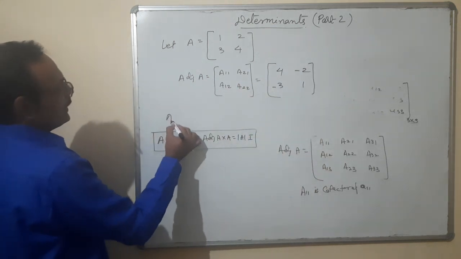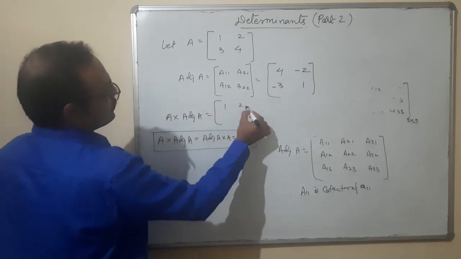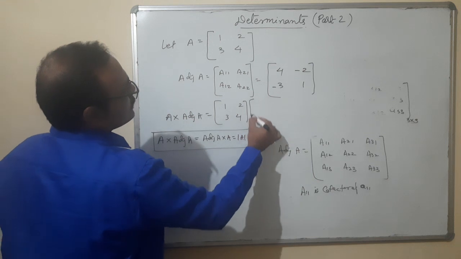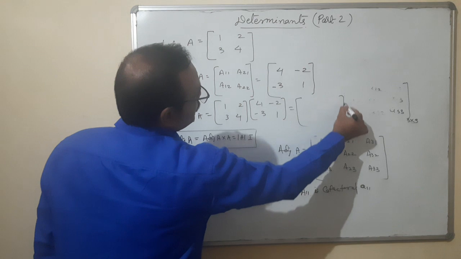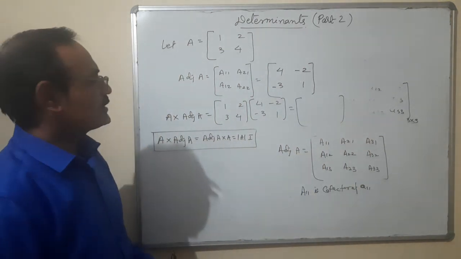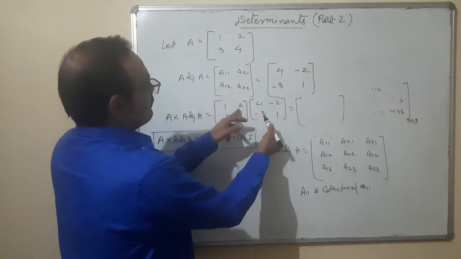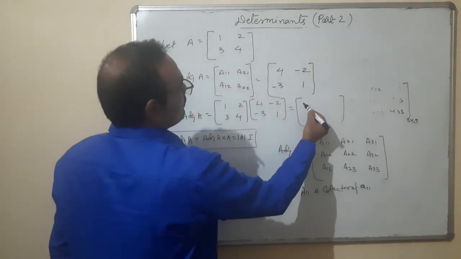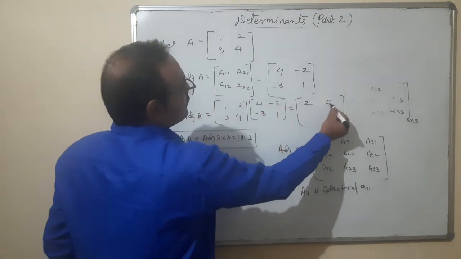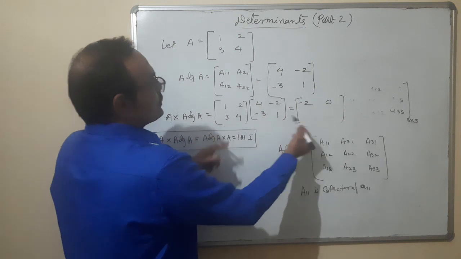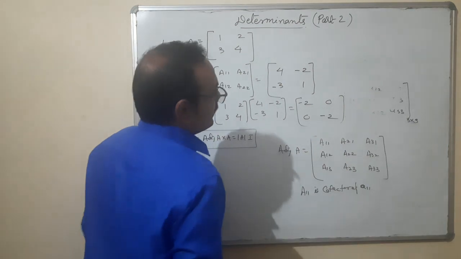If I multiply A into adjoint of A, then the result is A, 1, 2, 3, 4, times 4, minus 2, minus 3, 1. Multiplication of two matrices 2 cross 2 and 2 cross 2 is possible. 4 minus 6 is minus 2, minus 2 plus 2 is 0, 12 minus 12 is 0, and minus 6 plus 4 is minus 2.